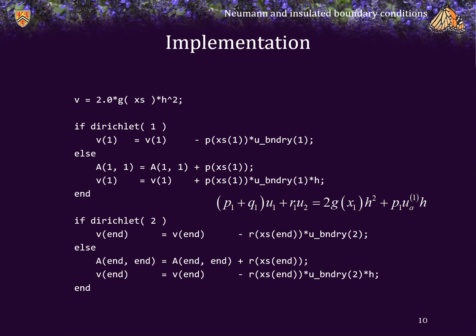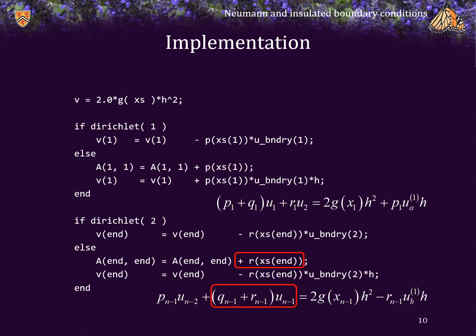All right. Next, if the right-hand boundary condition is Dirichlet, then we just update the target vector as before. If it is not, it's Neumann. And what did we have to do? Well, again, we had to add r evaluated at the last interior x value to the last entry of that matrix. And we also had to update the last entry of the target vector. All right. So that is our implementation.